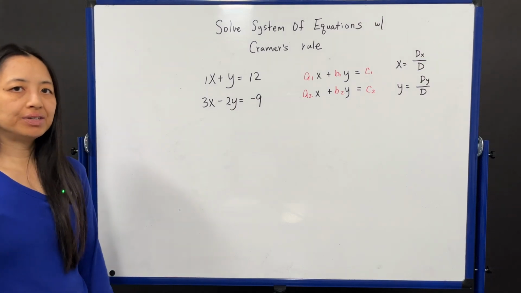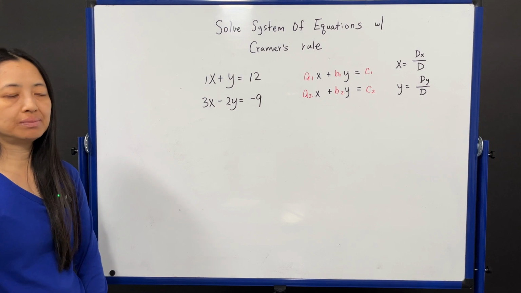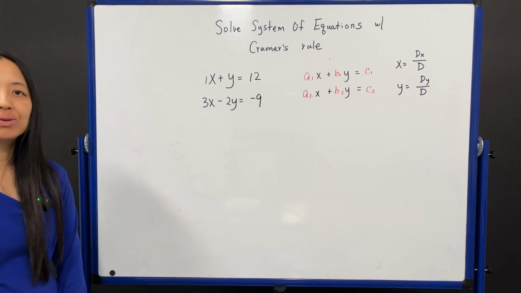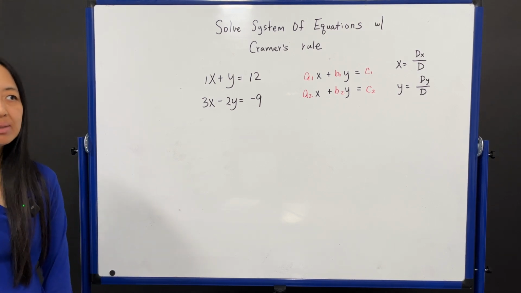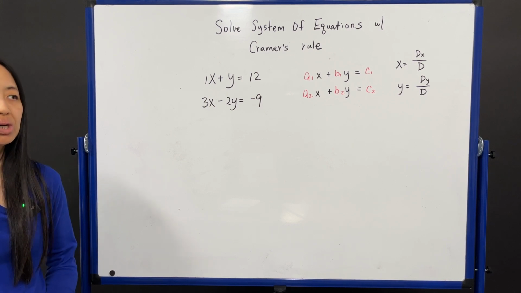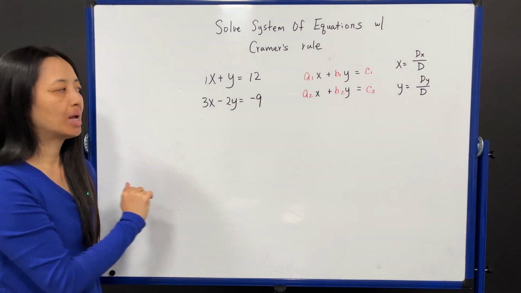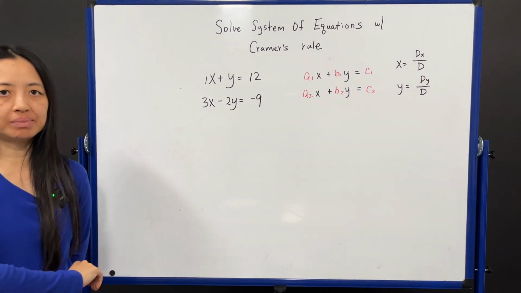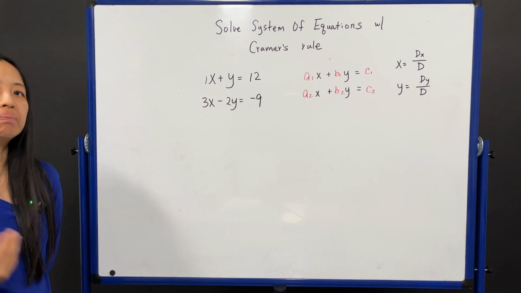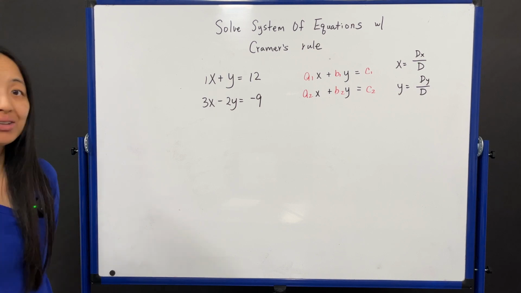Hi there, in this video we're going to go over Cramer's rule for solving systems of linear equations. Why do you want to use Cramer's rule? Well, it's especially useful when the coefficients are large or the coefficients are decimals or fractions. I'm going to go over a simple problem to get the concept down, and then we're going to work on a more complicated looking problem where the coefficients are fractions. Let's get started.